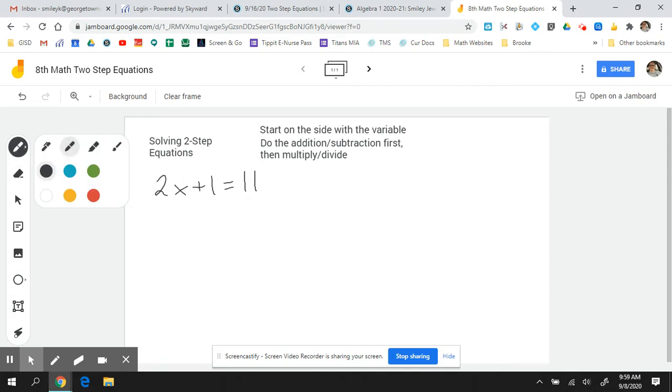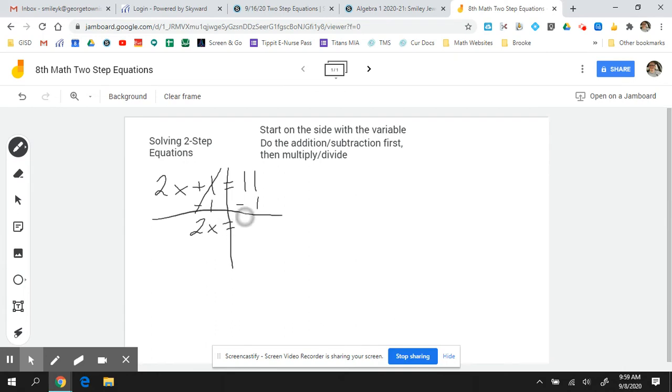Okay, so I'm going to break it up into two sides. And I'm going to start on this left-hand side where it says 2x plus 1. I'm going to do my addition and subtraction first. So it shows me plus 1. The opposite of adding 1 is subtracting 1. So I'm going to subtract 1 from both sides. Those cancel, and you get 2x equals 10, because 11 minus 1 will give you 10.